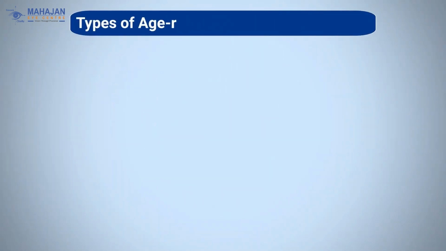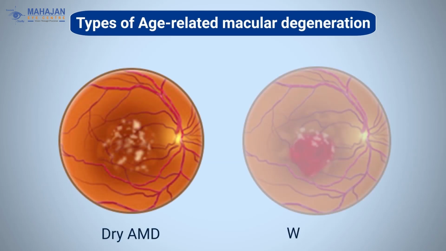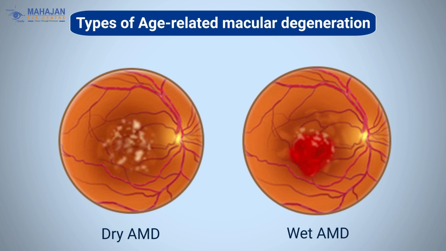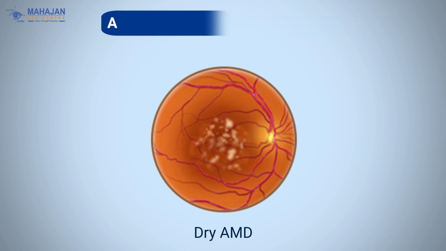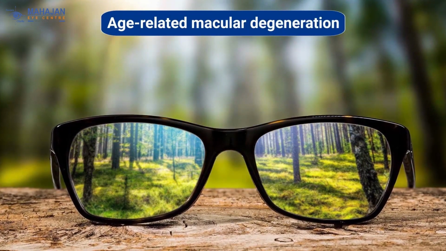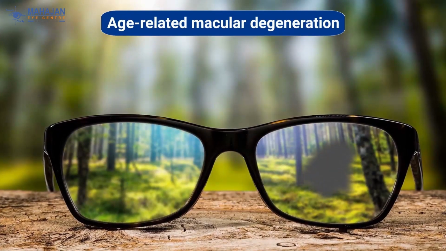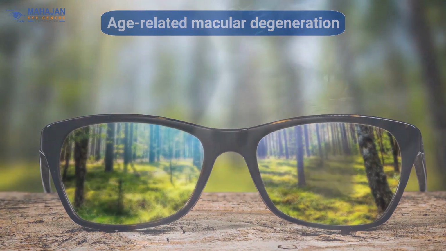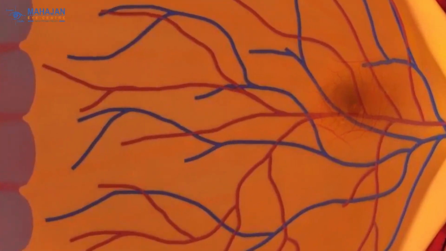There are two types of age-related macular degeneration, that is, dry AMD and wet AMD. Most AMD starts as the dry type, and in 10 to 20% of individuals, it progresses to the wet type. Age-related macular degeneration is always bilateral, that is, it occurs in both eyes, but does not necessarily progress at the same pace in both eyes.